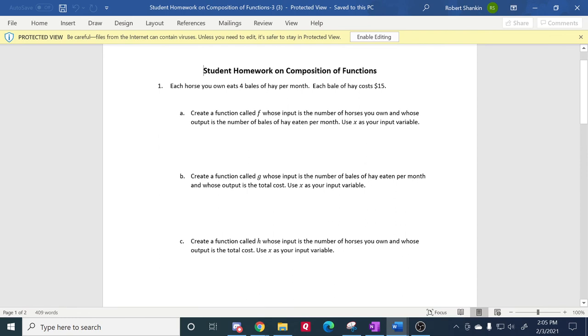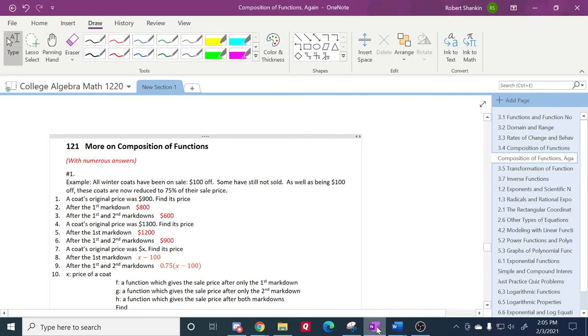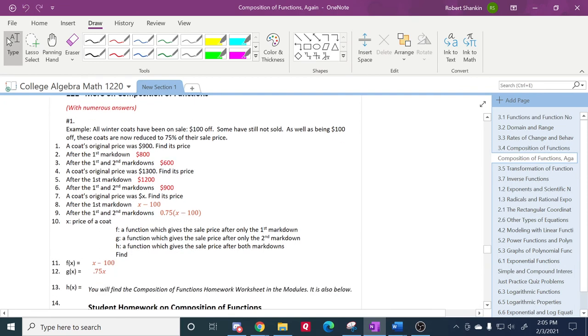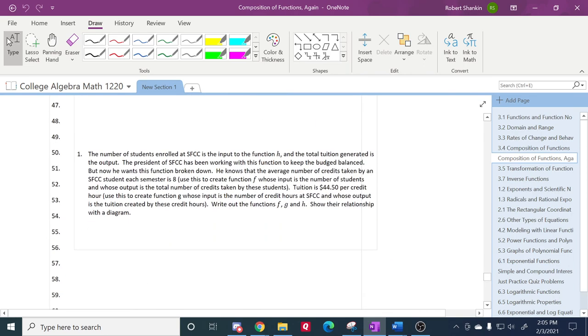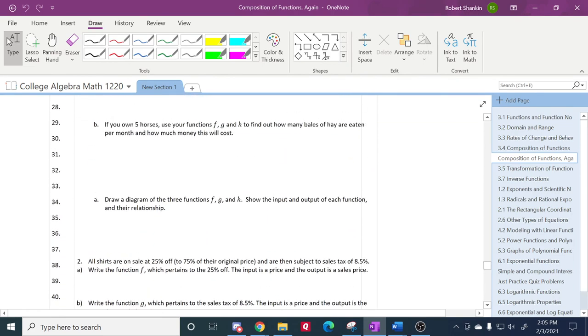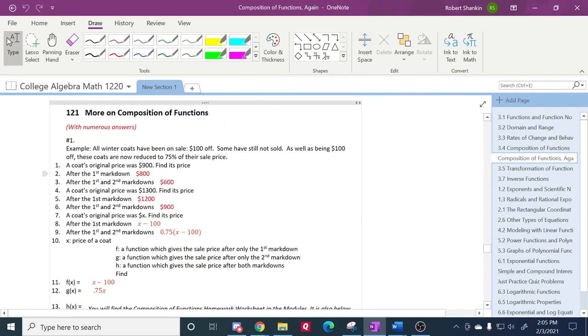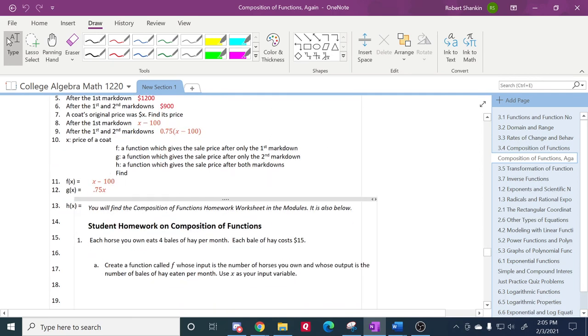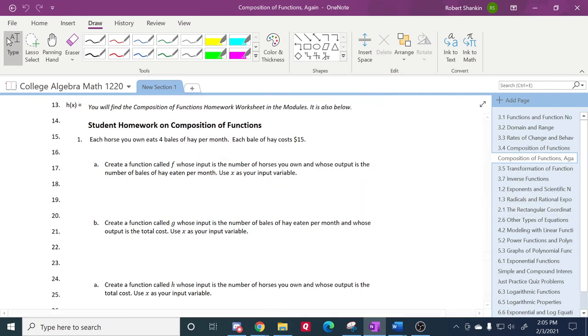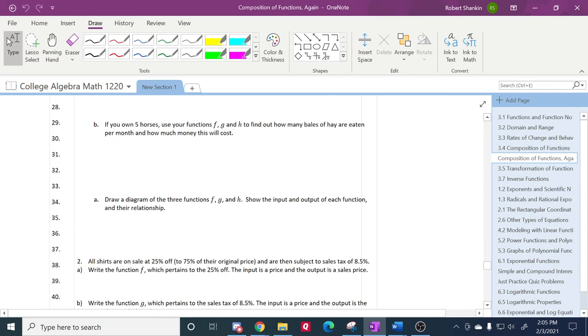Now the student homework on the composition of functions: your horse eats 4 bales of hay per month and so on. I repeated that thing down here as well. And then the composition of functions stuff that we did in class, here's some of those answers. But those are all available in the modules. And so this is what you're going to be doing for your homework.